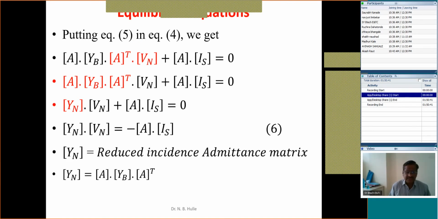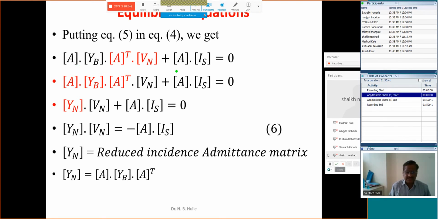So in this particular case, if we are substituting that particular value here and simplifying this equation, this A into YB into A transpose into VN, this complete thing is same as this A into IS. Just we are changing the nomenclature. This complete multiplication, I am naming it as YN. This VN is as it is. This A into IS is as it is.